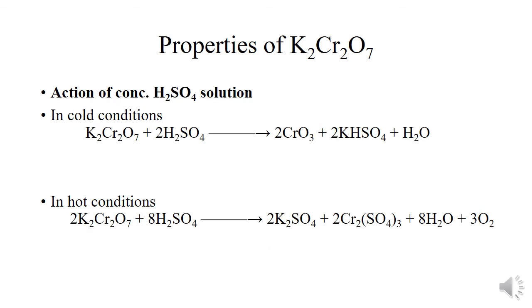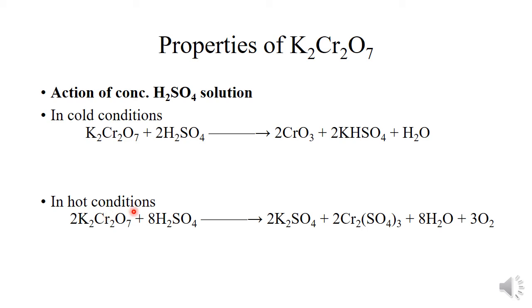Clear? So our next property is the action of concentrated sulfuric acid solution. In cold conditions, that is when potassium dichromate is treated with cold sulfuric acid, the red crystals of chromic anhydride, that is chromium trioxide, are formed. कि जब भी हम पोटेशियम डाइक्रोमेट को कोल्ड H2SO4 के साथ रिएक्ट करवाएंगे हमें क्या मिलेगा? We get the red crystals of chromium trioxide along with potassium hydrogen sulfate and water.